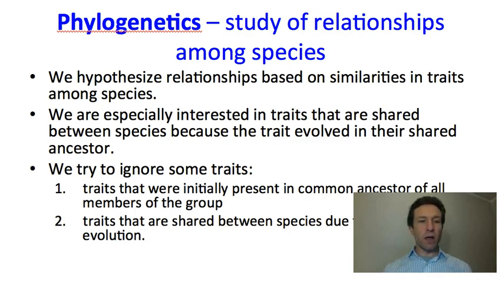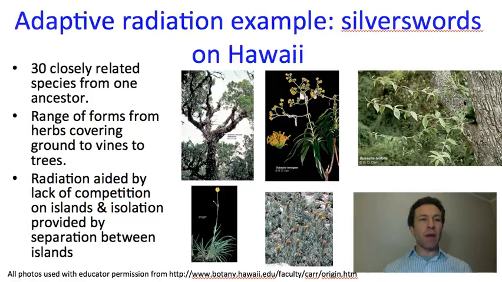To give you an example of this, if we think back to the very first silver sword, let's say that it had, I don't know, the ability to make wood and to either grow as a shrub or a tree. If that was true of the very first ones that came to this island, then we can't use that trait of being able to make wood to understand which ones are related to which other ones. They all ancestrally had that trait. But we could use the fact that some of them have lost that trait to understand relationships.